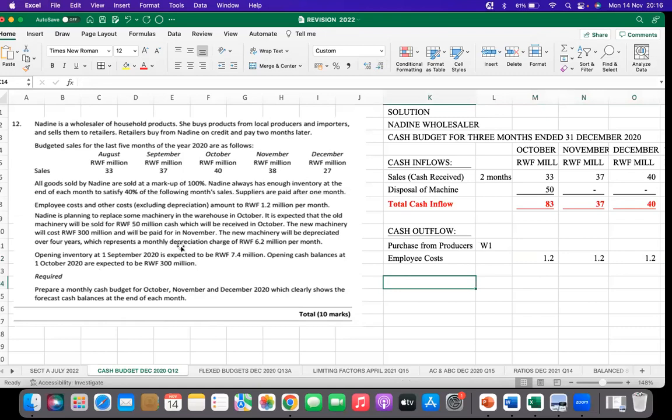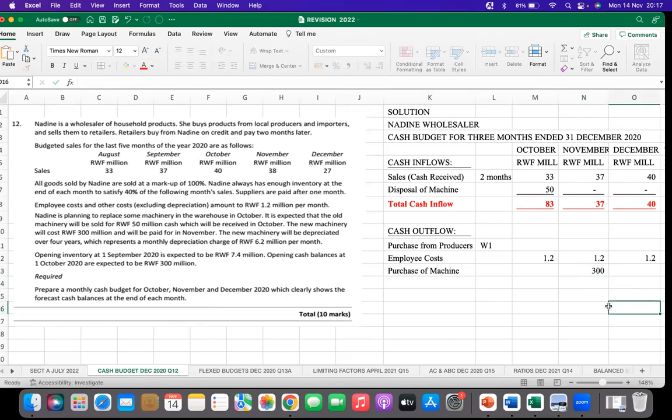Nadine is planning to replace some machinery in the warehouse in October. It is expected that the old machine will be sold for 50. We have already posted that, which will be received in October. The new machine will cost 300 and will be paid in November. Purchase of machine: it will be paid in November and it will cost us 300 million. The new machine will be depreciated over 4 years.